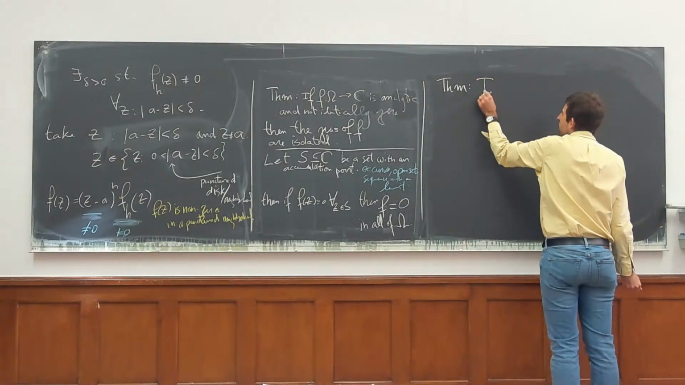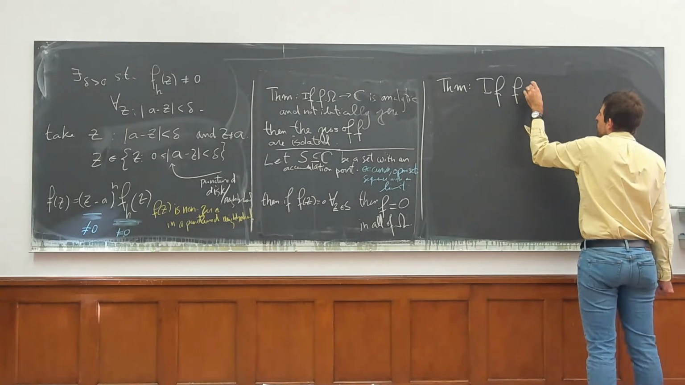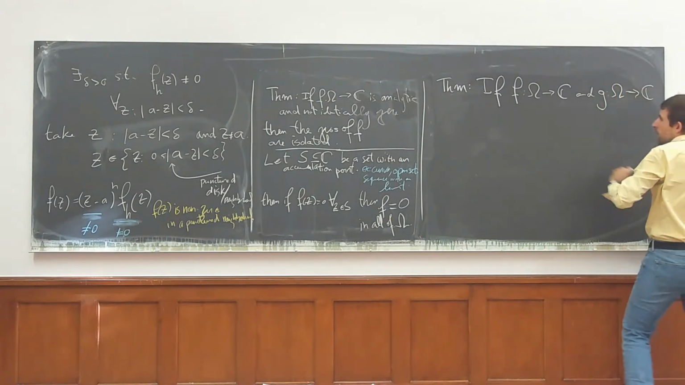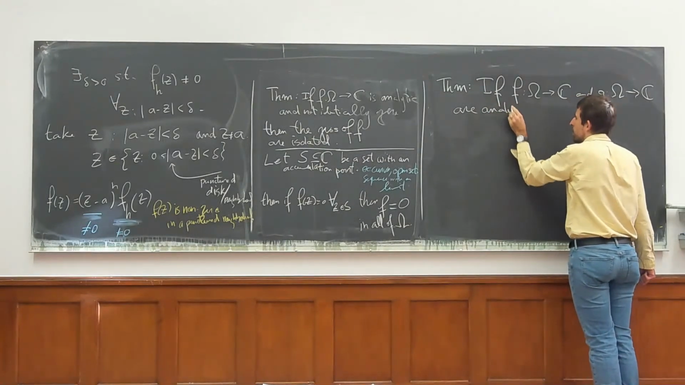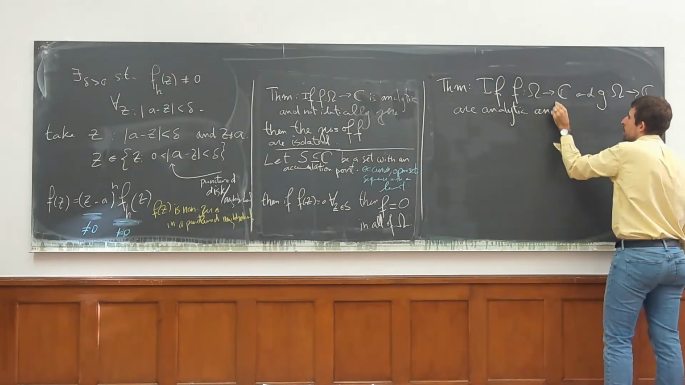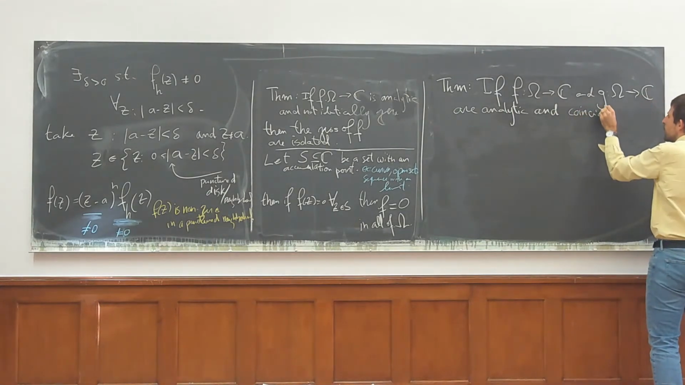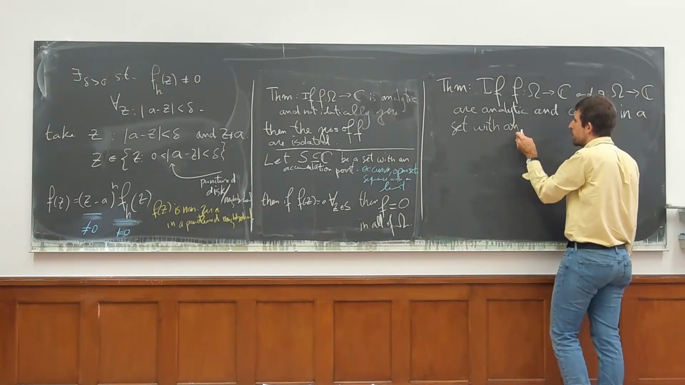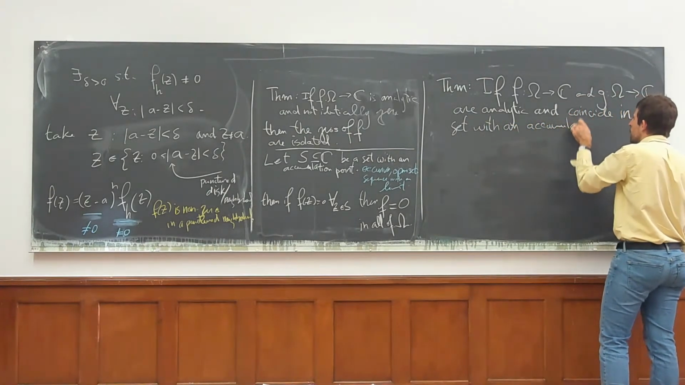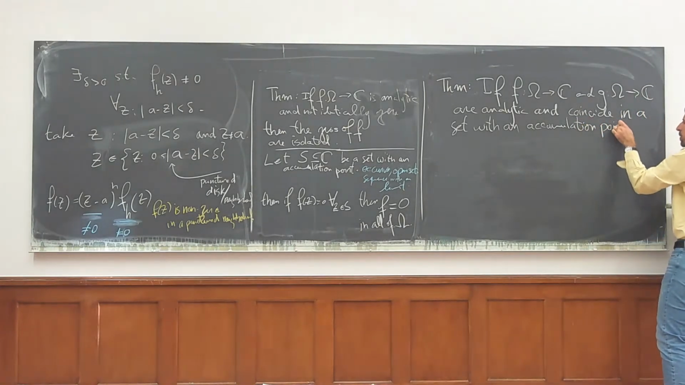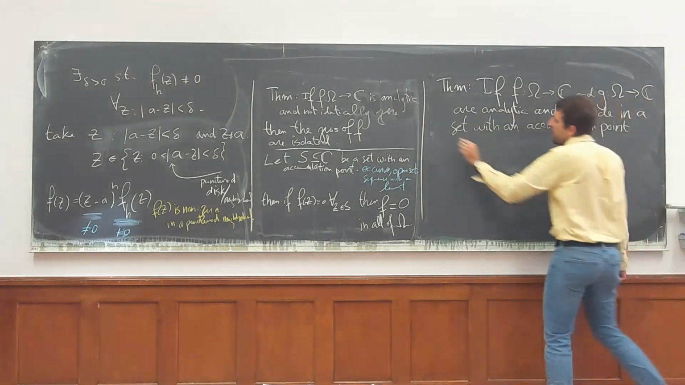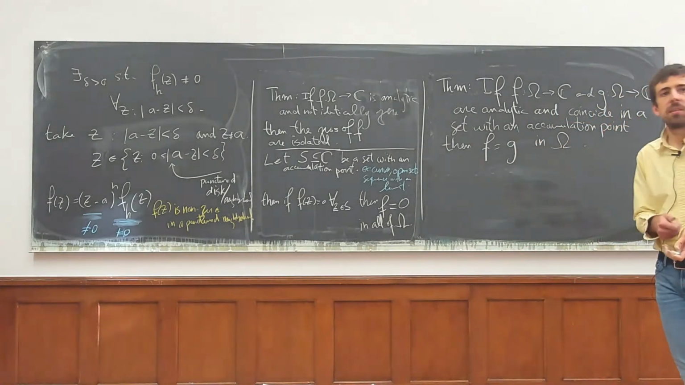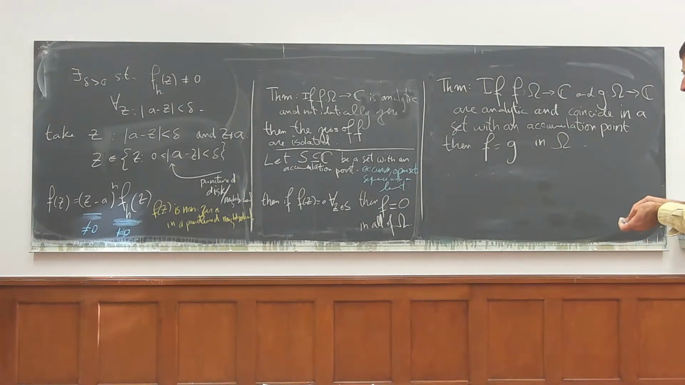So I can now formulate the theorem in another way, which is if f and g are analytic and coincide in a set with an accumulation point, right, then f equals g in all the region. Okay, they must be the same function, right? And I think this is a pretty cool theorem, right?